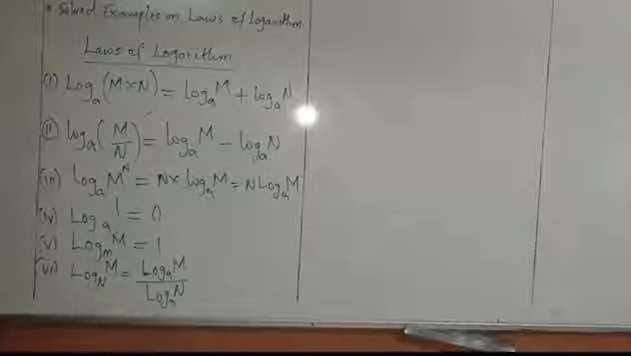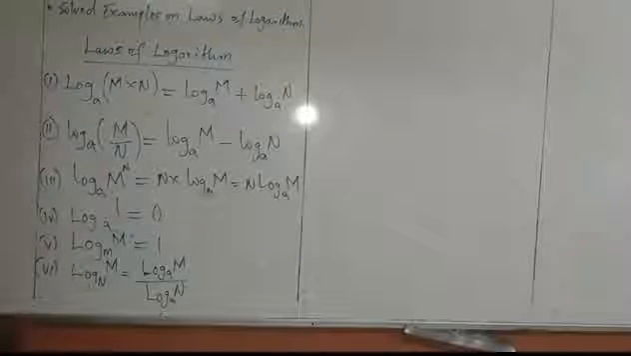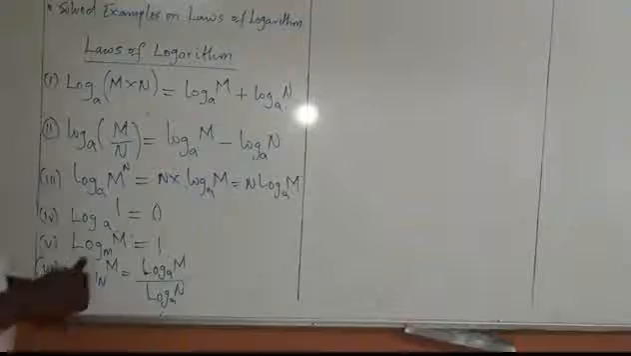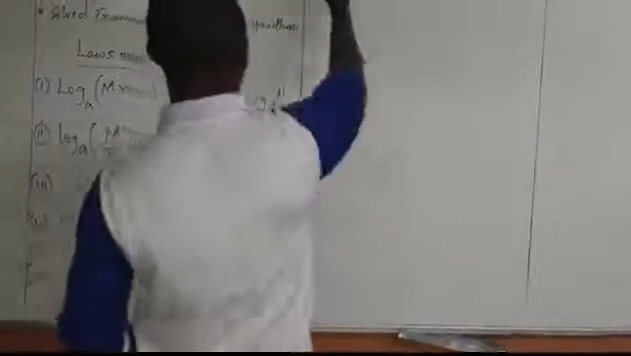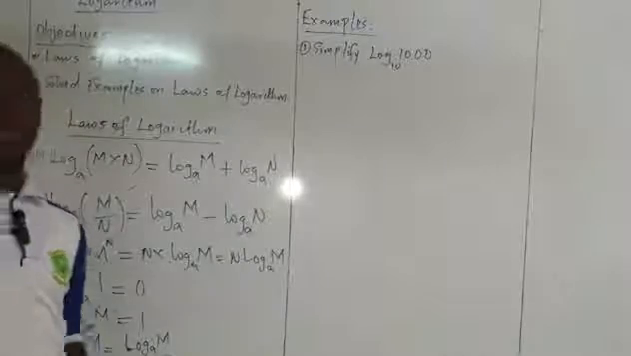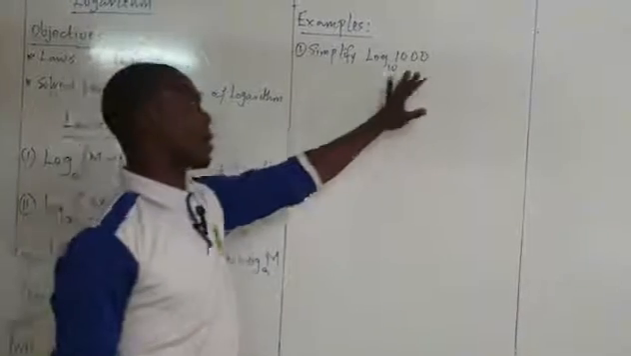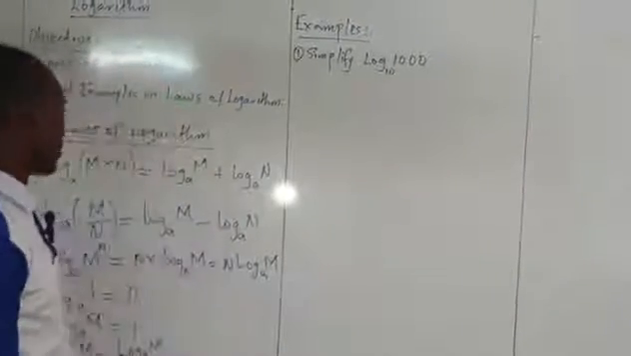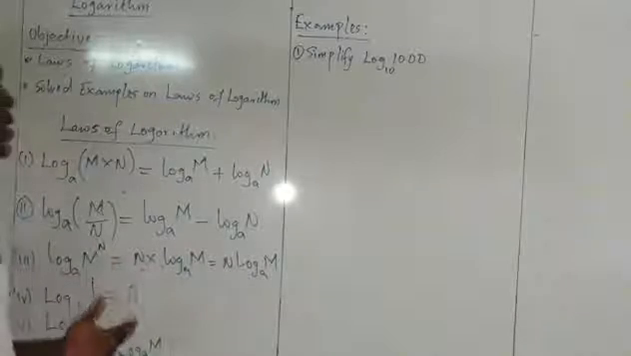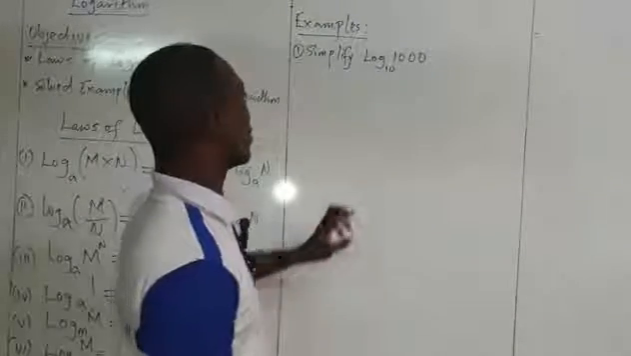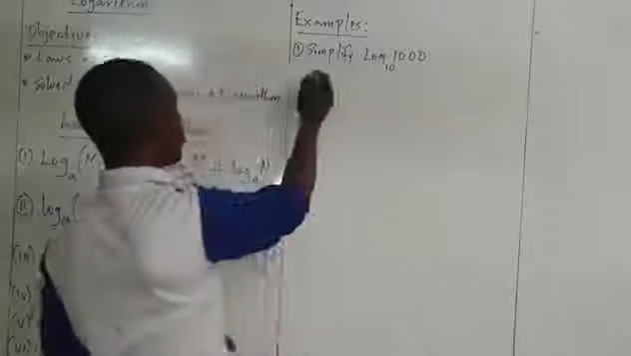So we are going to move to the second objective, which is solved examples on laws of logarithm. Which is going to be in form of simplification of logarithm. So example. The first example is simplify log 1000 base 10. So we have two ways of solving this. So the first thing to do is to express the solution.